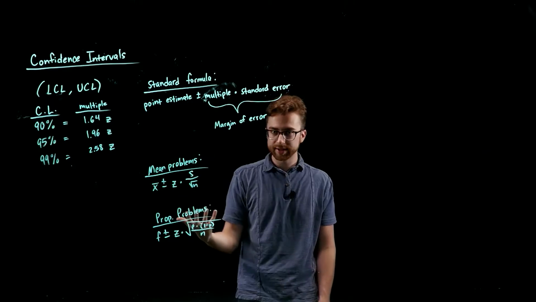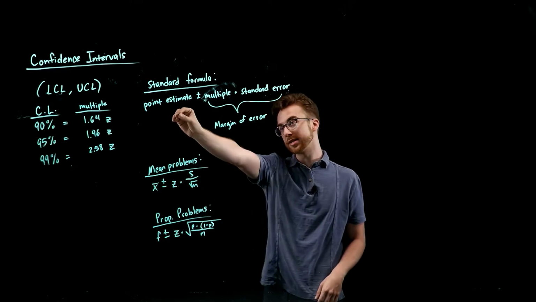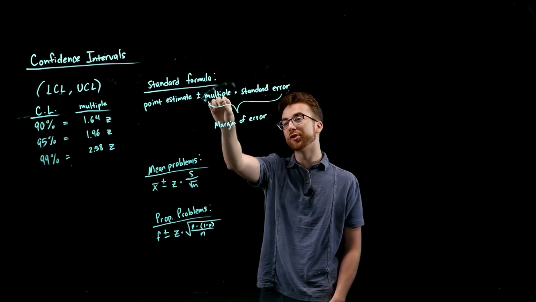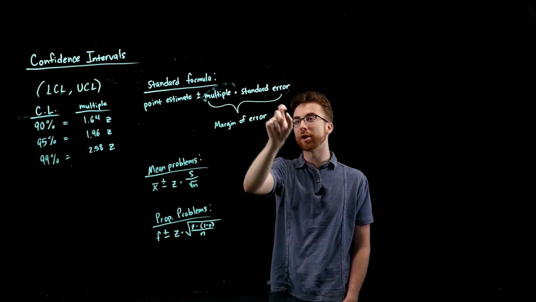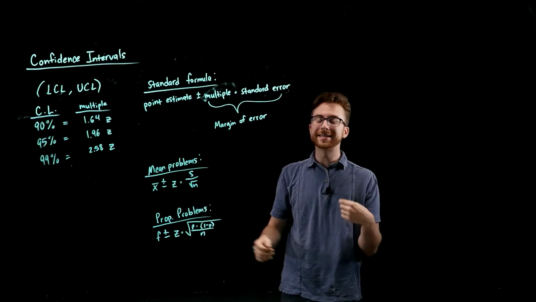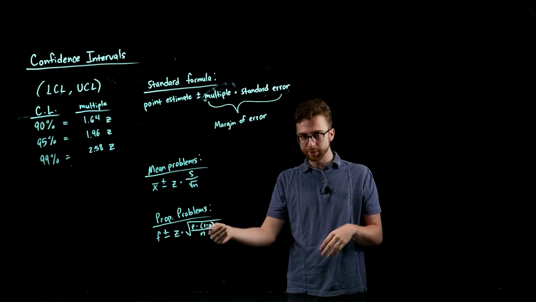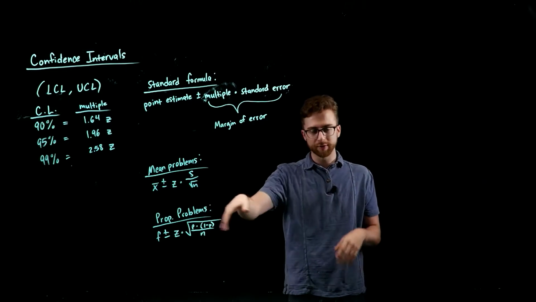If we want a 95% confidence interval, 1.96, so on and so forth. So point estimate plus and minus the multiple times the standard error. And the reason I say standard error and I don't just tell you how to find standard error is that, again, to find that, it depends on what type of problem you have, a mean or a proportion-based problem. So we'll go over that in just a moment.